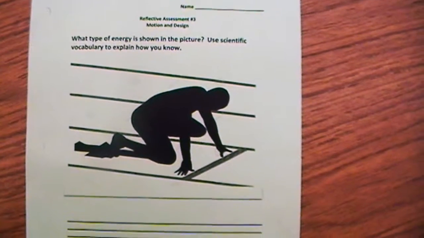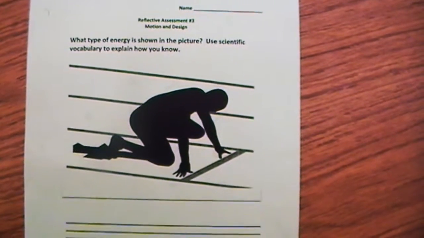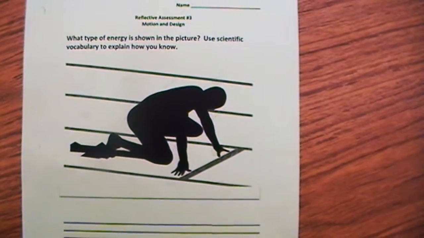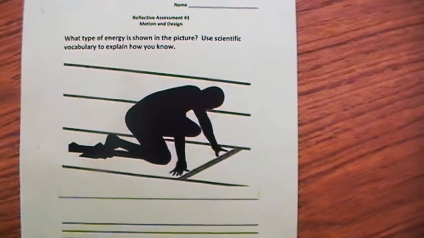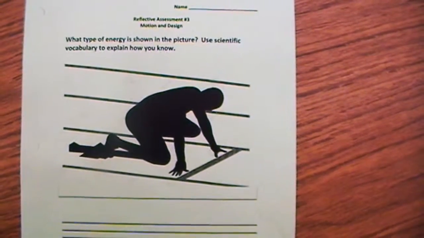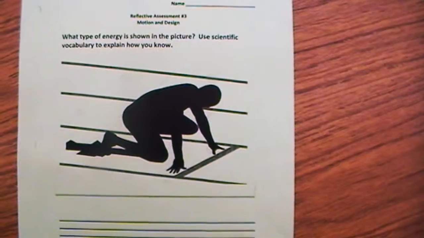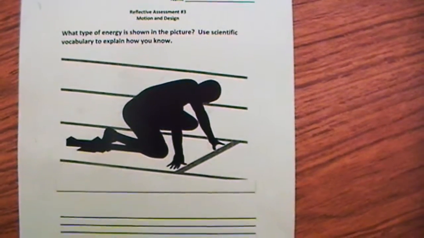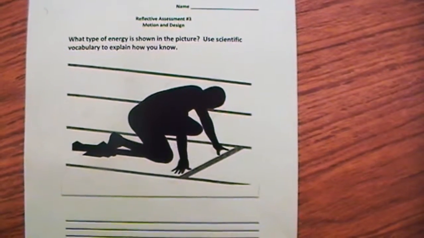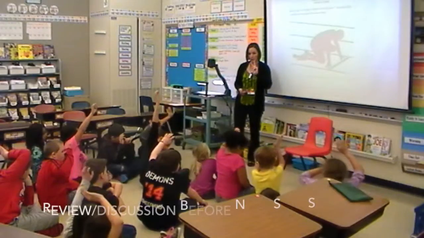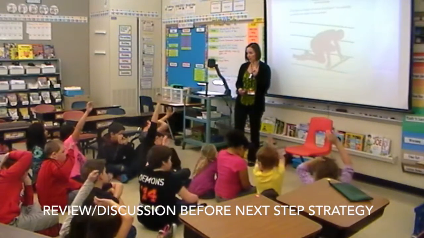The assessment that we're going over today is about potential and kinetic energy from the unit Motion and Design. And the question that the students answered is, what type of energy is shown in this picture? Use scientific vocabulary to explain how you know. You might want to check our board for our words. Which two types of energy have we talked about so far?